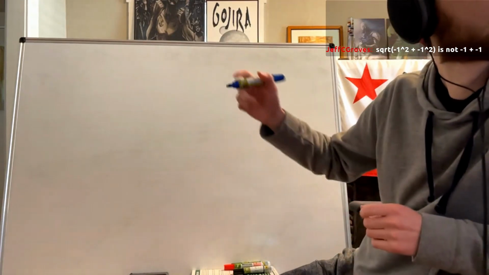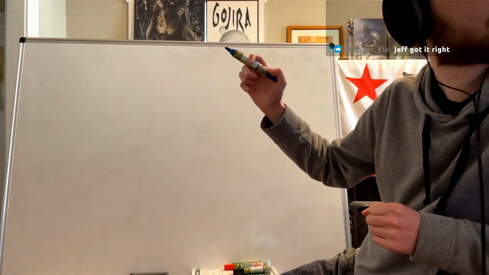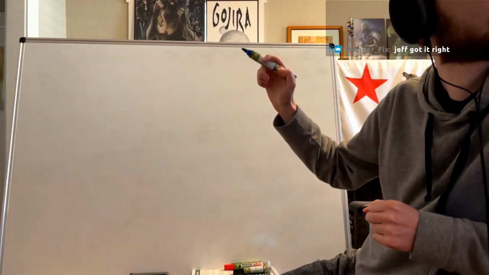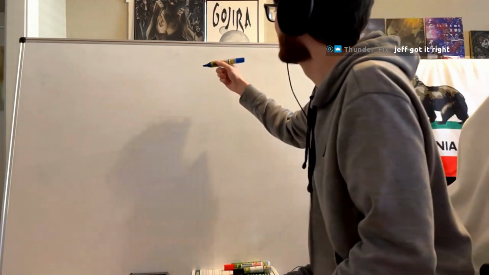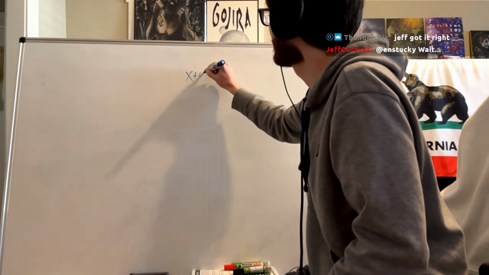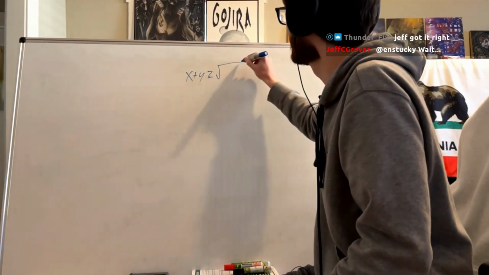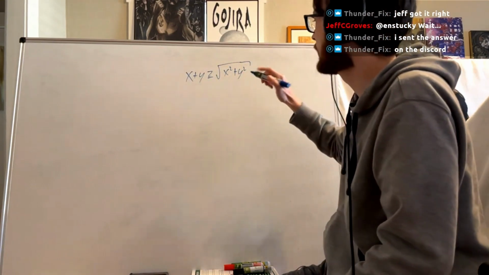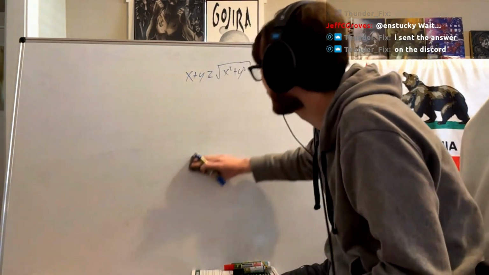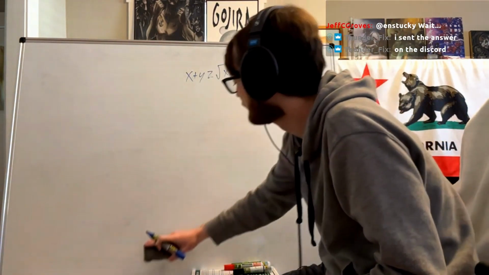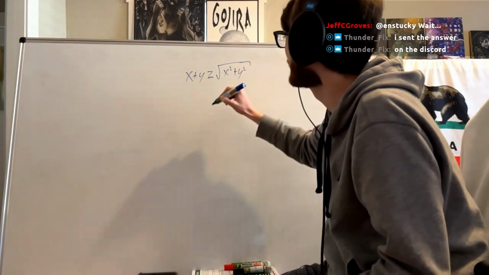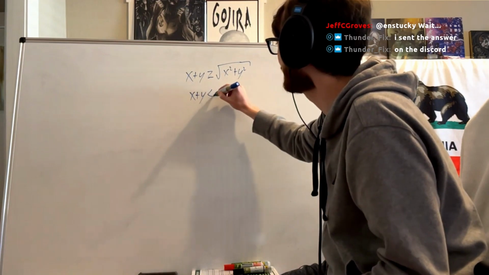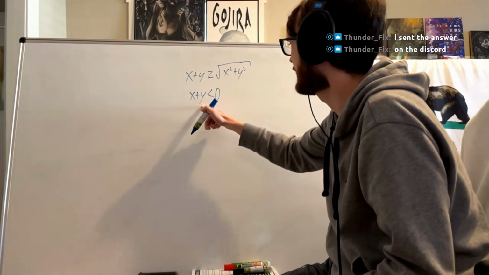Basically, Jeff got it right? Okay. If we're given this, x plus y is greater than or equal to x squared plus y squared, where x and y are both negative numbers, importantly. x plus y, when they're both negative, must be less than 0, because a negative number plus a negative number is less than 0.